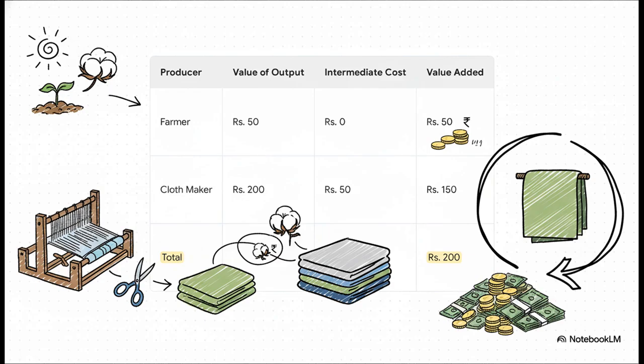The farmer's value added is the full 50 rupees, because they started from scratch. The cloth maker, well, they sold their final product for 200, but they had to spend 50 on the cotton, so the new value they added was 150. You add the value from both steps, 50 plus 150, and what do you get? A total value of 200 rupees.